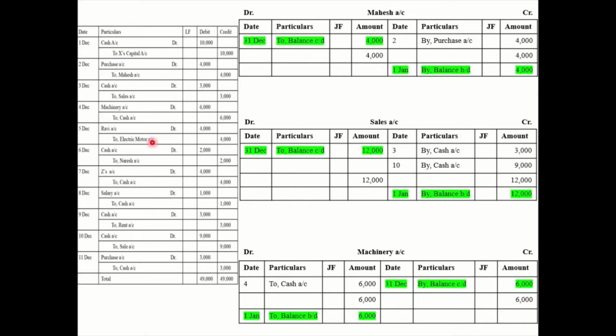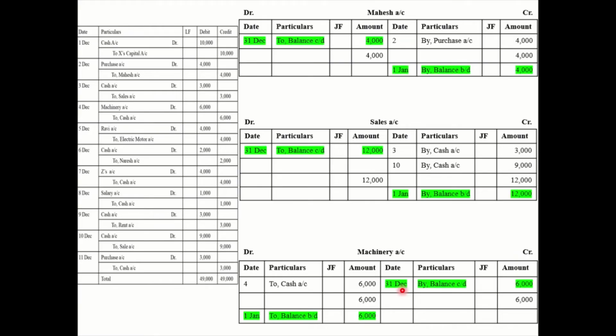Okay, now the next account is the machinery account. Here the machinery account entry is on the debit side. That date's credit account we record on the debit side, that is 4th December to cash account rupees 6,000. To balance both the sides, 31st December by balance carry down 6,000. Now both the sides are equal, 6,000, 6,000. This is the closing balance of machinery account. This will be the opening balance for the next month, that is 1st January to balance brought down rupees 6,000. This is the machinery account ledger.